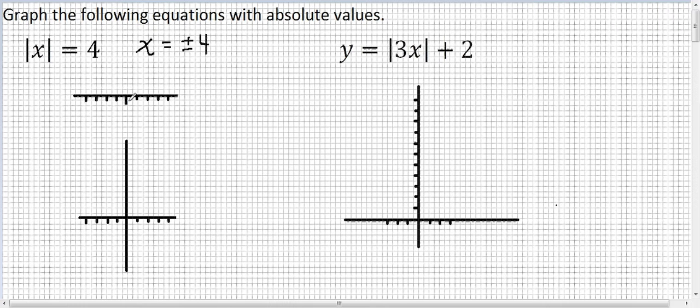So if this is a number line, we can graph the points minus 4 and 4. And these are the solutions to this equation graphed on this number line. If we want to graph the solutions on a coordinate plane, then these points turn into vertical lines, since any points on the same vertical line share the same x-coordinate.